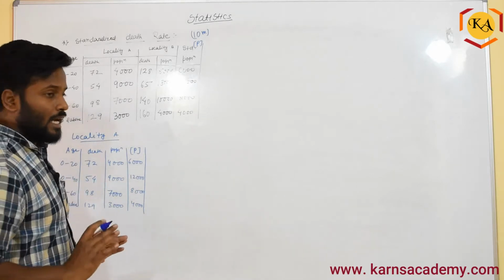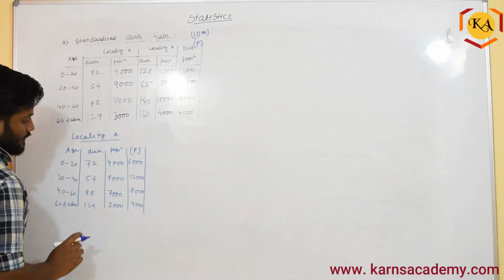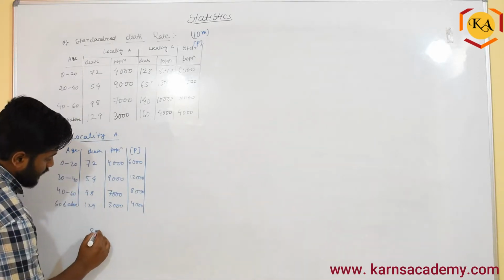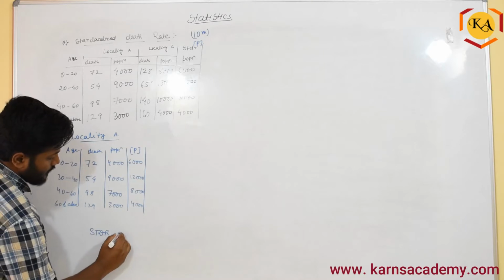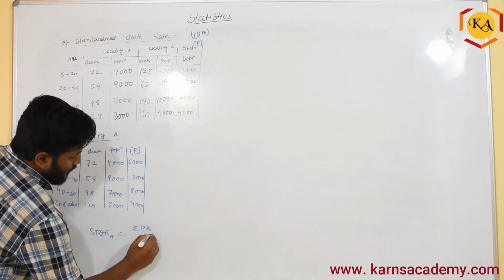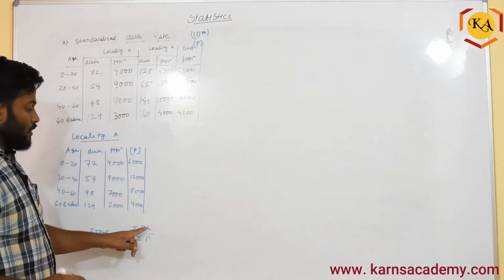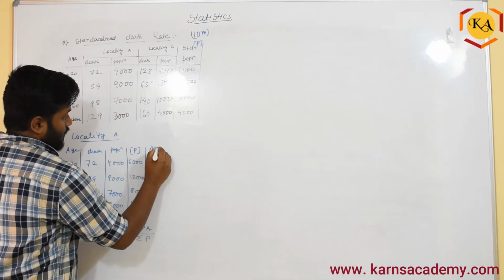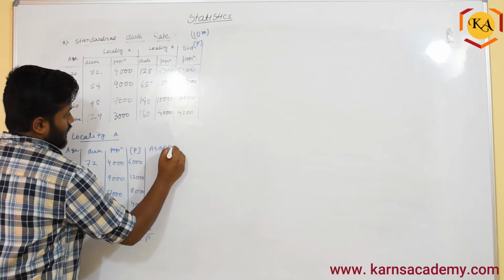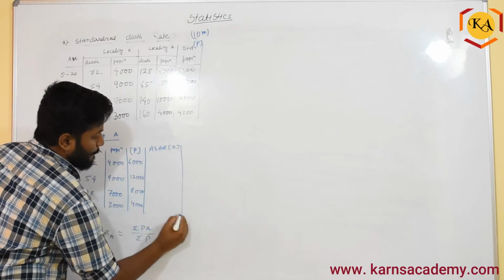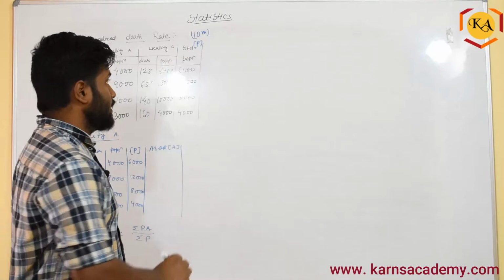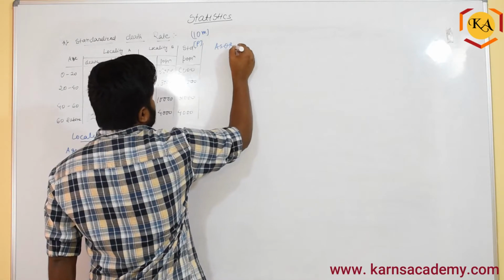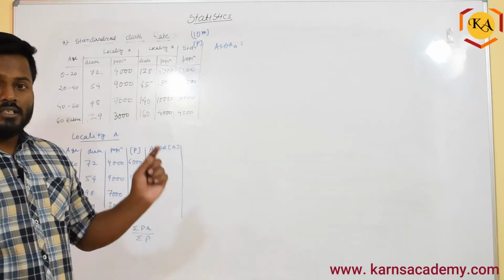Now, we know that the formula for STDR says summation PA by summation P. So STDR A is equal to summation PA by summation P, where A is equal to ASDR. So here first I'll find out ASDR and denote it with A. All of you know how to find the ASDR. Let me write the ASDR formula. It's very much compulsory to write the ASDR formula. It carries 1 mark.